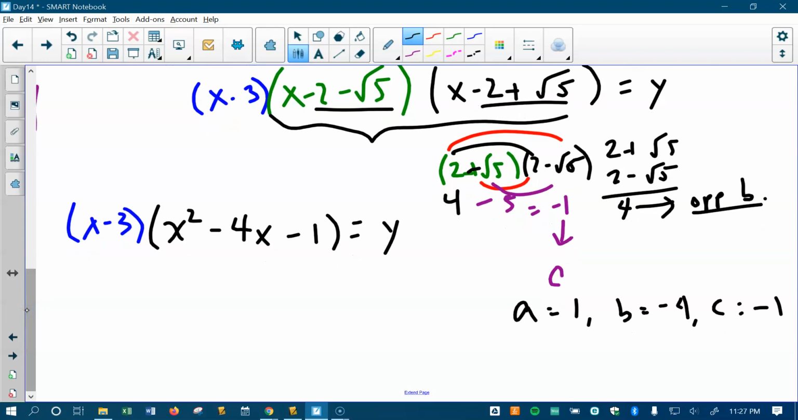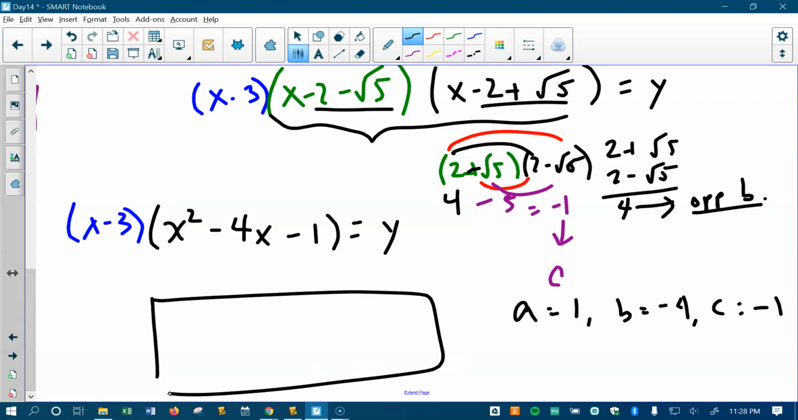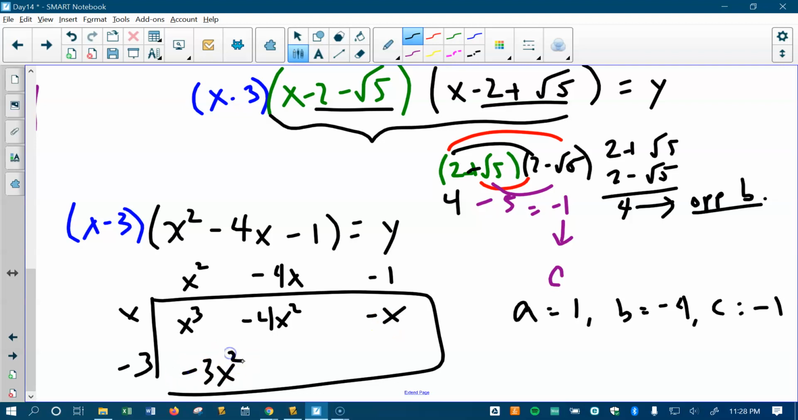We can multiply it out further if we want. If you want to do a Punnett square, or if you want to actually multiply each part out, go for it. I got x squared minus 4x and minus 1. Then I got x and a minus 3. So here I get x cubed minus 4x squared minus x minus 3x squared plus 12x and plus 3.